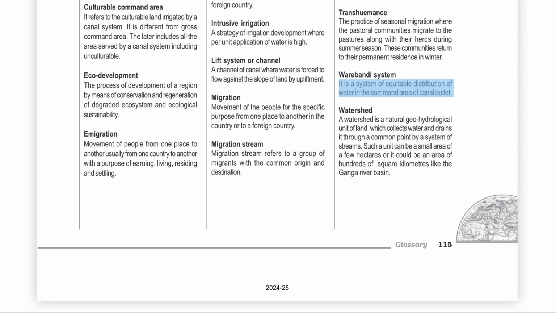Warabandi system: it is a system of equitable distribution of water in the command area of canal outlet. Watershed: a natural geohydrological unit of land, which collects water and drains it through a common point by a system of streams. Such a unit can be a small area of a few hectares, or it could be an area of hundreds of square kilometers like the Ganga River Basin.